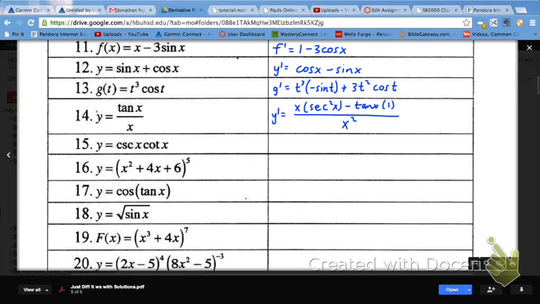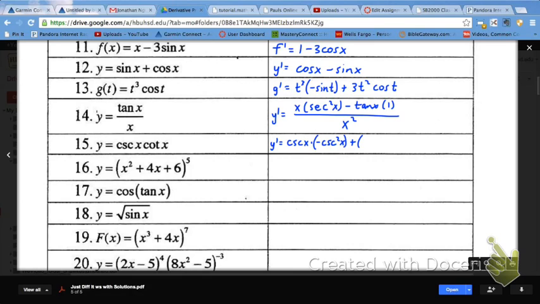Okay. Now 15, we get y prime is equal to the product of two functions. Can we simplify this a little bit? Cosine over sine squared. Let's just leave it at that. The first function, which is cosecant of x, multiplied by the derivative of the cotangent, and the derivative of the cotangent is negative cosecant squared of x. I was going to think through that. Okay, yeah, that's right. And then plus the derivative of the first function.